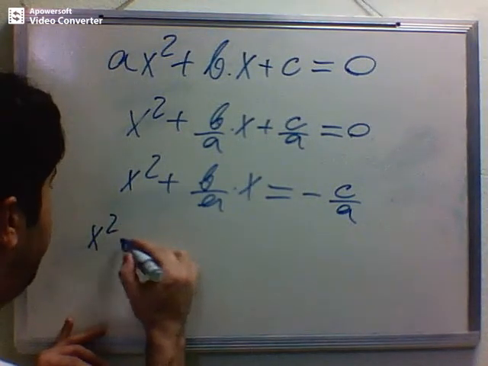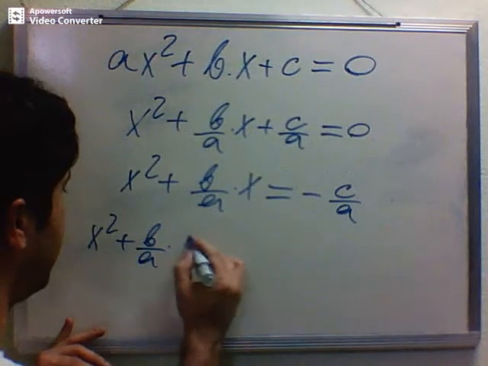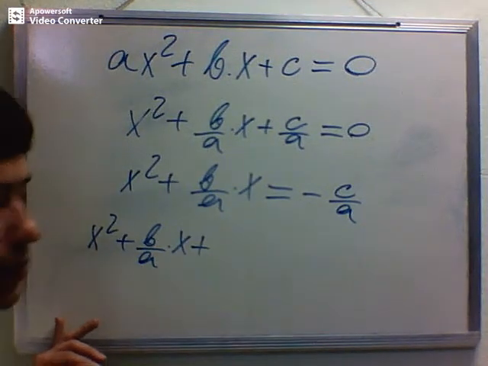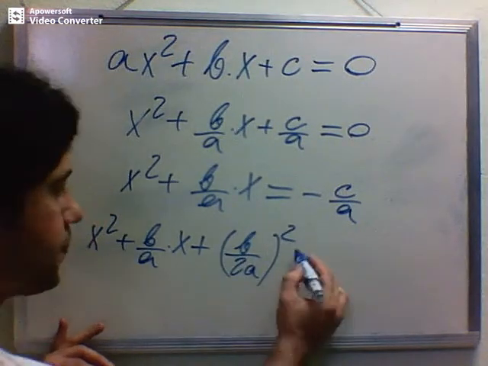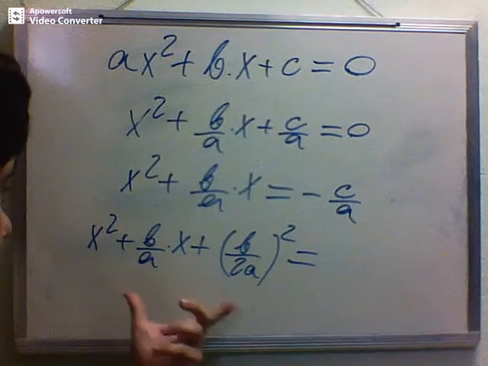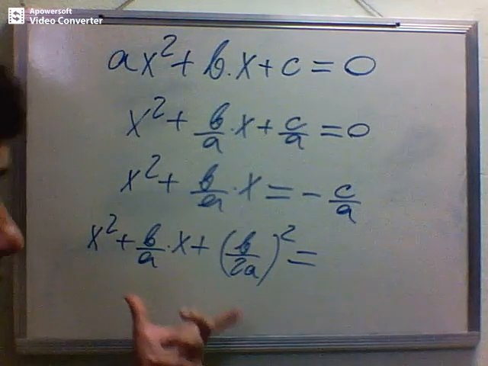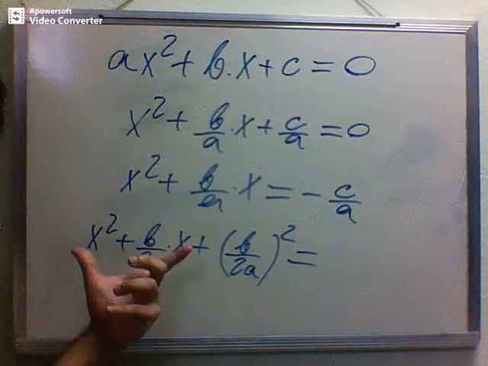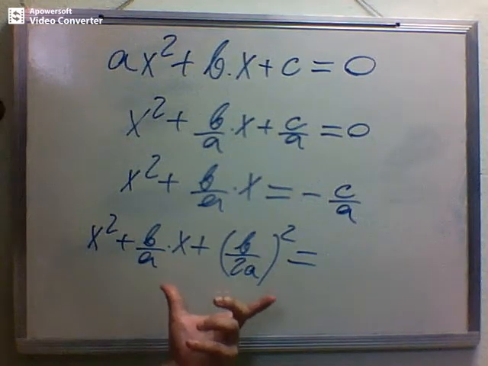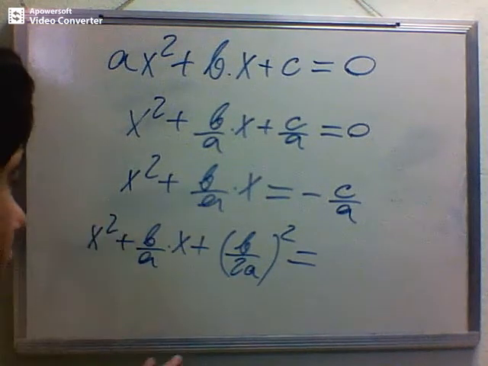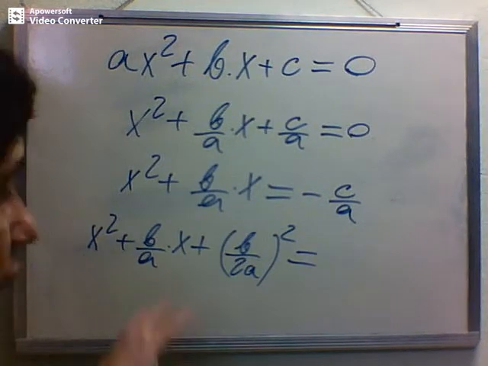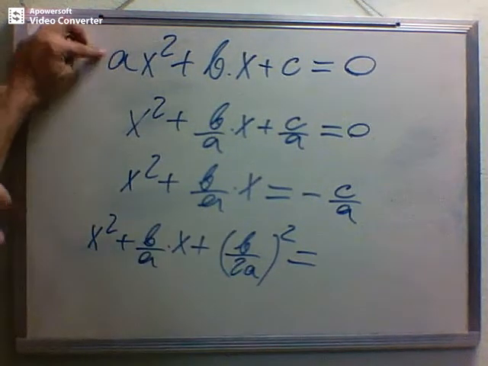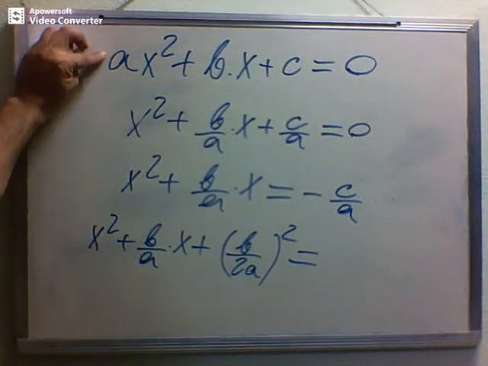x squared plus b divided by a times x plus b divided by 2a, squared. Can you see this? This is a square. This is a square that you can put in the place of a product between two numbers. And I'm going to show you how it is going to become the solution to this equation here. Just continue paying attention.